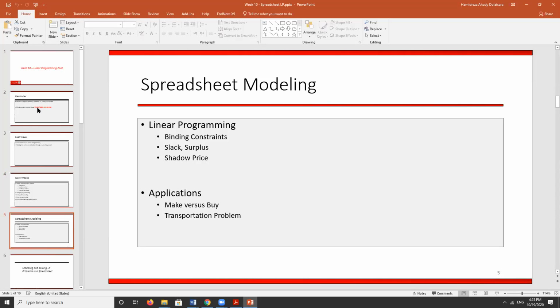So today we solve some linear programming problems using an Excel spreadsheet. We learn about binding constraints, slack, surplus, shadow prices, and we look at 2 applications, make versus buy, and also a transportation problem.